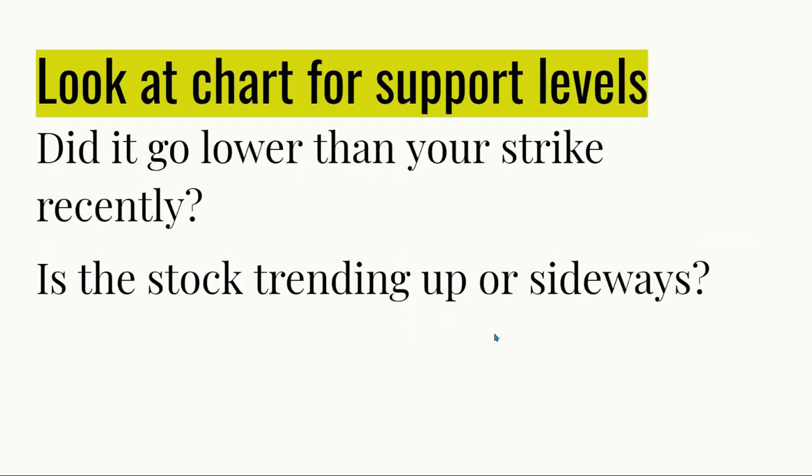Next, you want to look at a chart for the support levels. Typically, if you sell a cash secured put, that's when you are making a bet that the stock will not go lower than a certain strike price. Then when you're looking at the support, wherever that number is, you usually want to make a cash secured put that is a little bit below that support level. Because if it goes lower than your strike, then you'll get assigned on that stock.